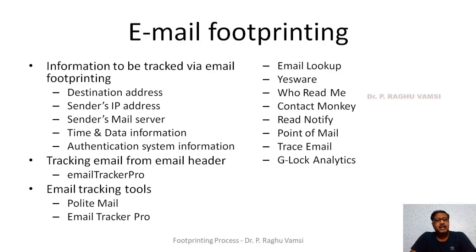For tracking the email and email header, you may use the tool called Email Tracker Pro, and email tracking tools like PoliteMail, Email Tracker Pro, Email Lookup, Swarem, Who Read Me, ContactMonkey, ReadNotify, Pointofmail, Trace Email, and G-Lock Analytics. You may use any one of these tools and analyze. Many of these are paid tools. Some free tools are also there. You can use Email Tracker Pro for some trial period, and many of the remaining tools are paid tools only.